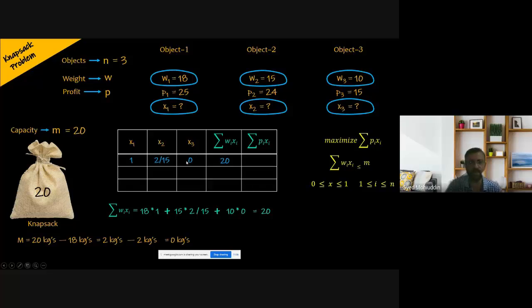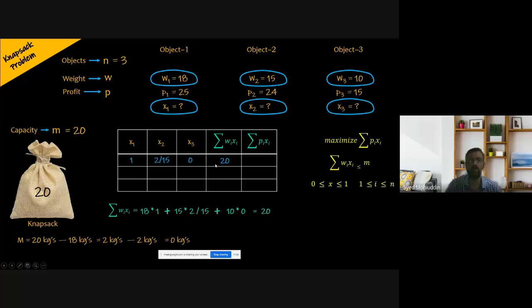Are we satisfying the weight? Let us compute the summation of Wi xi. 1 with the weight 18 is 18, plus 2 by 15 with 15. So 15 gets cancelled, we have 2. So 18 plus 2 is 20, plus 10 with fraction 0. So that is equal to 20. So we are satisfying this constraint.